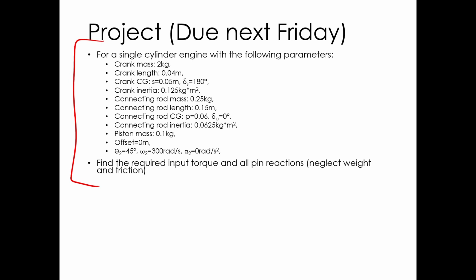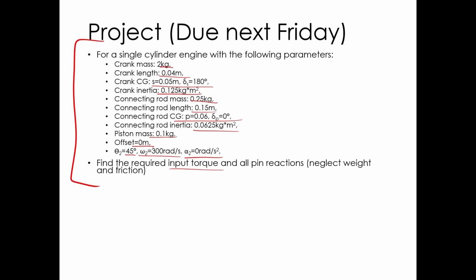So you've got crank mass, crank length, crank CG location, crank moment of inertia, connecting rod mass, connecting rod length, connecting rod CG location, connecting rod inertia, piston mass, no offset, 45 degrees for theta 2, 300 radians per second for omega 2, 0 radians per second squared for alpha 2. I want you to find the required input torque, that T21, and the pin reactions. That's F21, F23, F34.